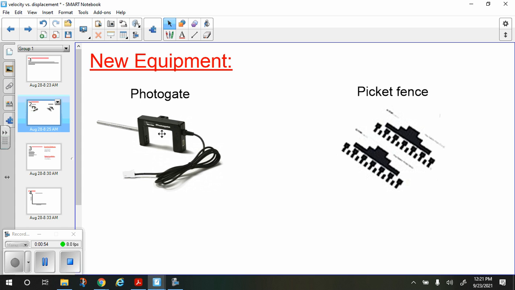And so if we tell the computer how wide that object is, and the computer knows how long it took to get through the gate, then it can figure out how fast the object was moving at the time it went through the gate. So you will have photo gates. You will also have this thing which is called a picket fence. It's kind of hard to tell in this picture, but it's like a clear plexiglass piece that fits into the top of a cart. So what you will do is you'll put it in the top of your cart. This will be your little flag that will block the laser.